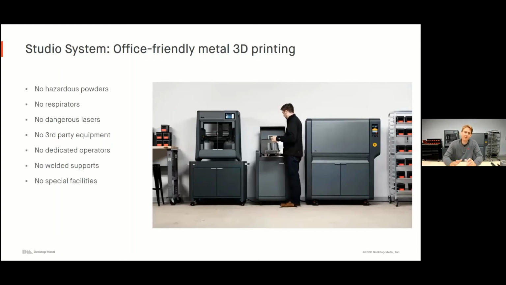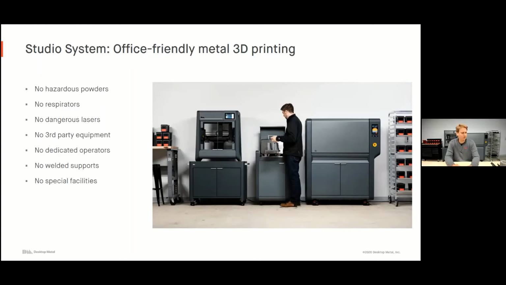It's really this office-friendly metal 3D printer. No hazardous powders at any point during the process. There's no respirator involved at any point during the process. There's no dangerous lasers involved like traditional powder bed fusion processes or traditional metal 3D printers. You don't need any of this third-party equipment. We're going to provide everything you need to print the part. Of course, there's no dedicated operator involved. Simply upload your part. It's going to print overnight. You're going to move it to the debinder, less than 30 minutes for the entire part process.